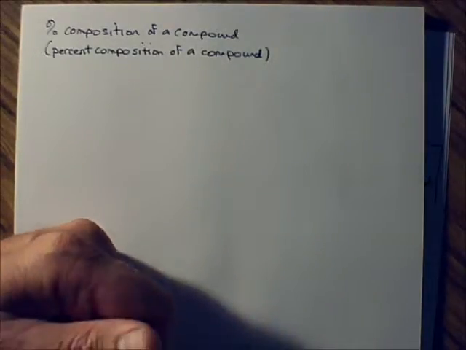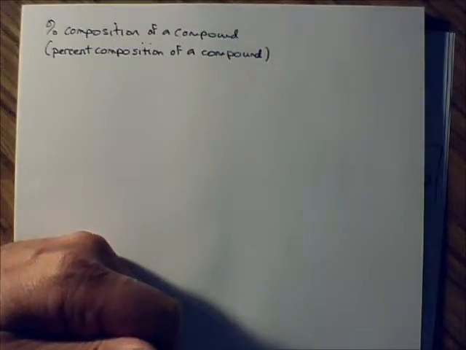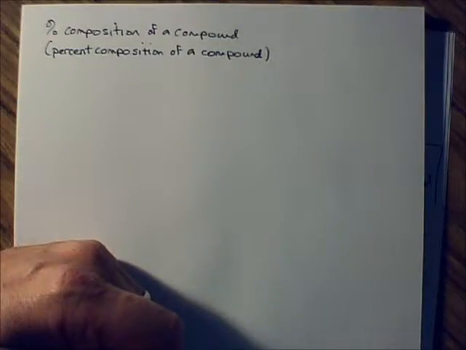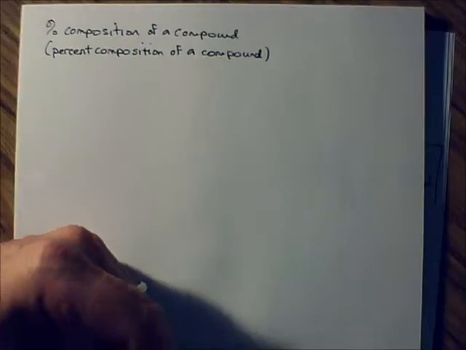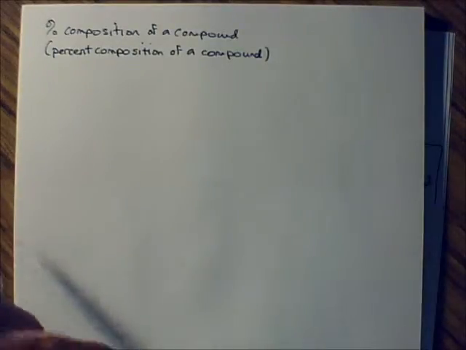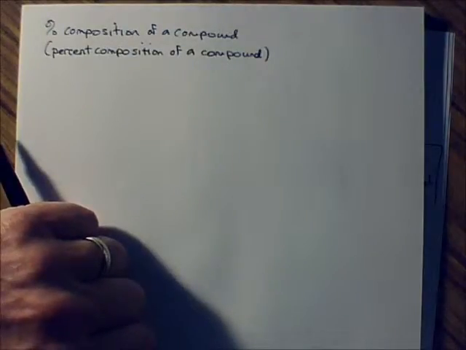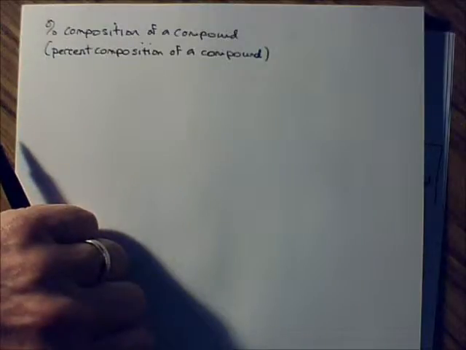Remember, the definition of molar mass is the sum of all the atomic masses of all the atoms in a compound, written in units of grams, and in this class we're going to set it equal to 1 mole of that species. Okay?